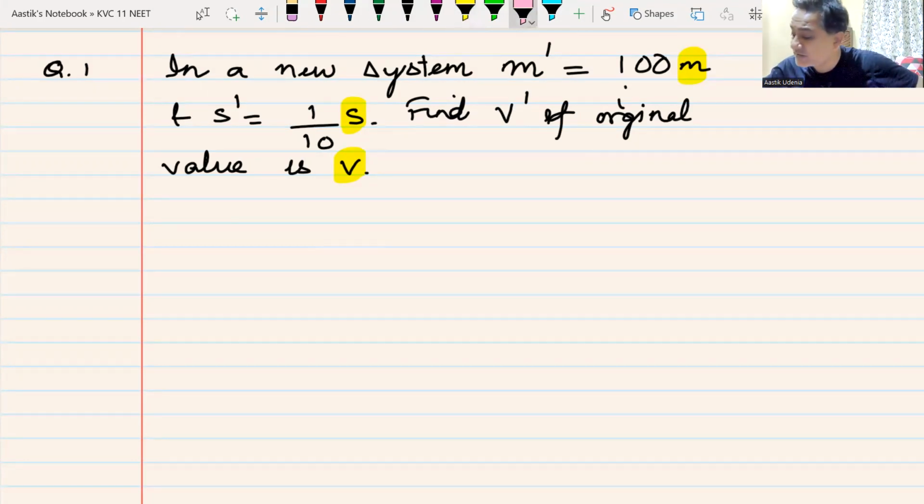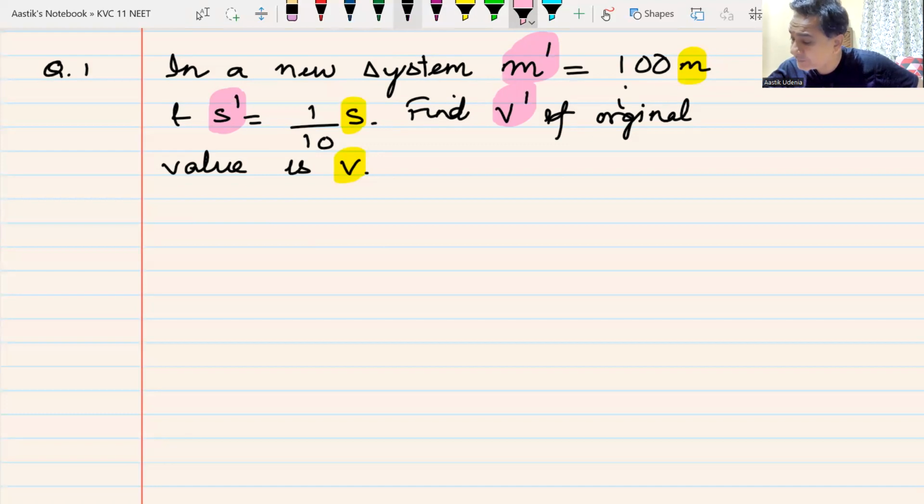Whenever I'm using this dash, this is my new system. In this new system, the new meter, or meter dash, is equal to 100 times the original meter. The new second, or second dash, is 1 by 10 of the original second. What will be the new velocity V dash in this system? Is the question clear to everyone? So that is question number 1.